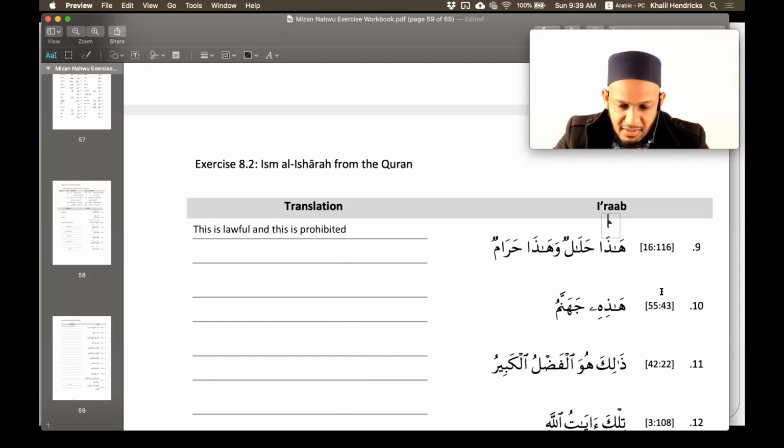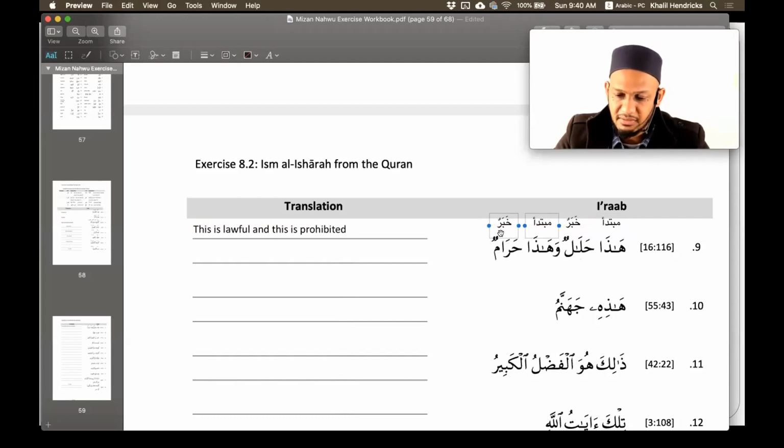So it's a mubtada khabar. Actually we'll say that the hada is an ismul ishara, but ismul ishara is the type of word. The actual label is mubtada, and the halalun is going to be the khabar, because something is something is a full sentence, a jumlatul ismiya. So when you say hada halalun, you're saying a full sentence. You're saying this is lawful. What about the hada haramun? Which labels do you put on there? Is it not the same, Maulana? Perfect.